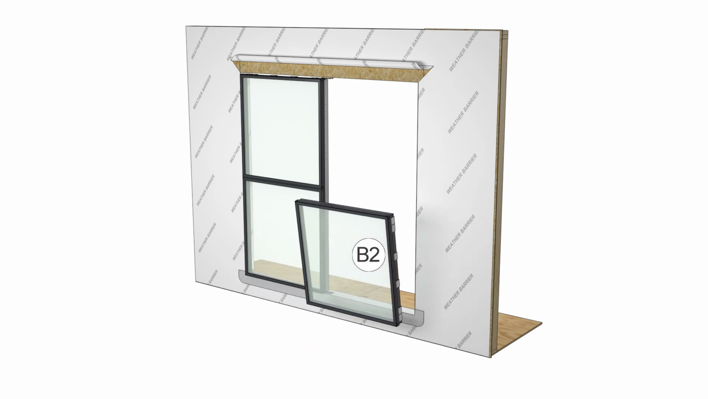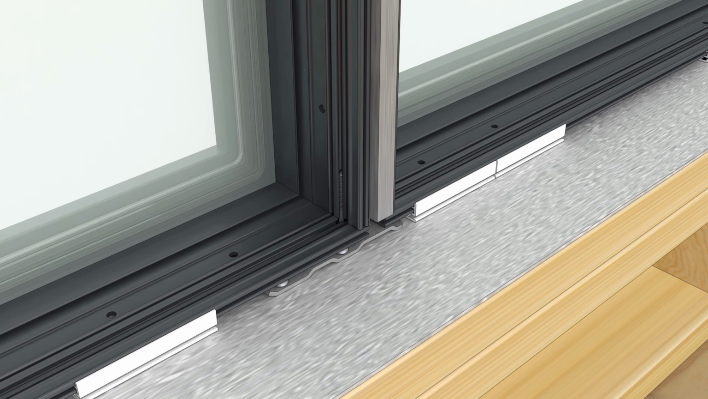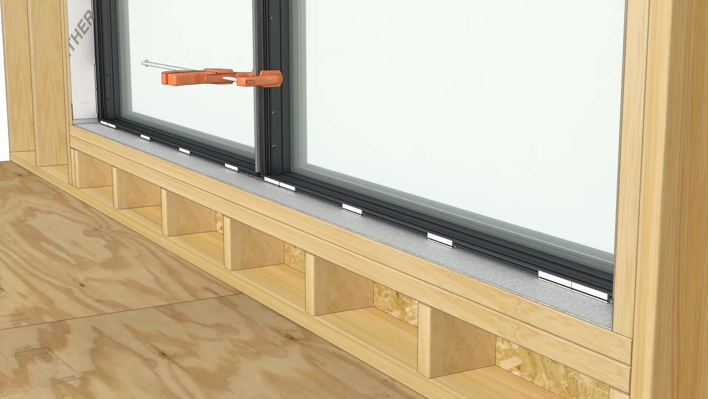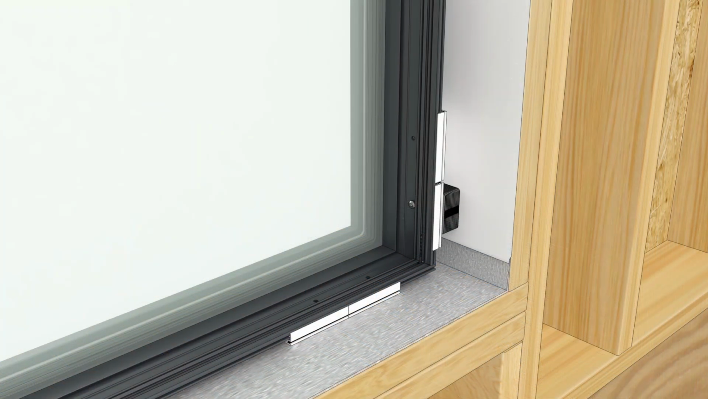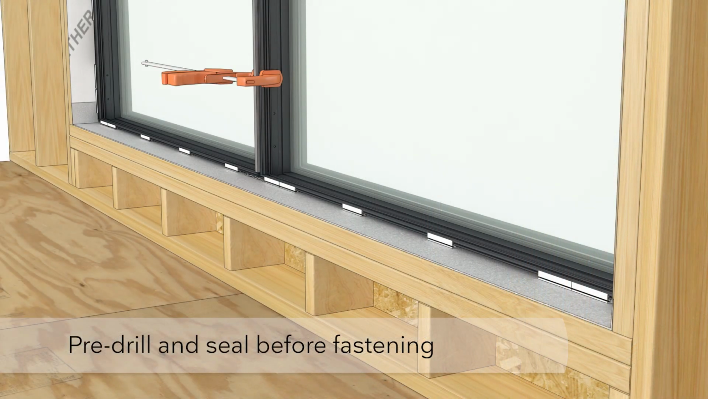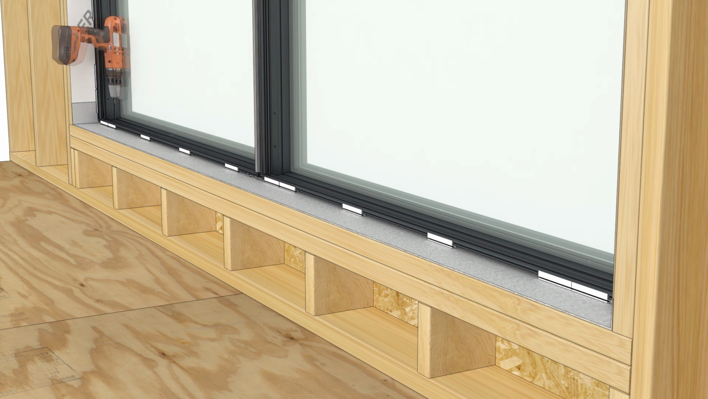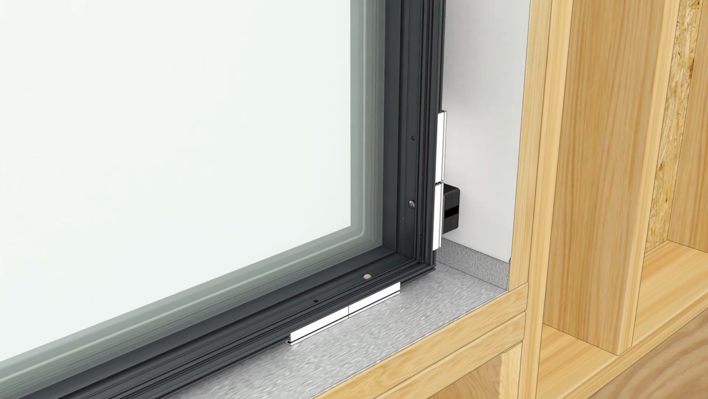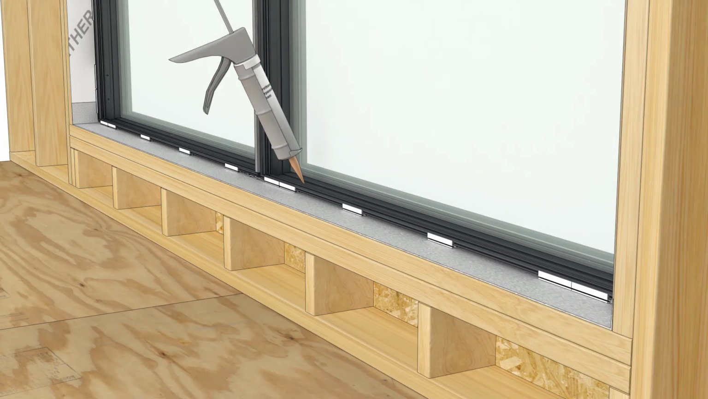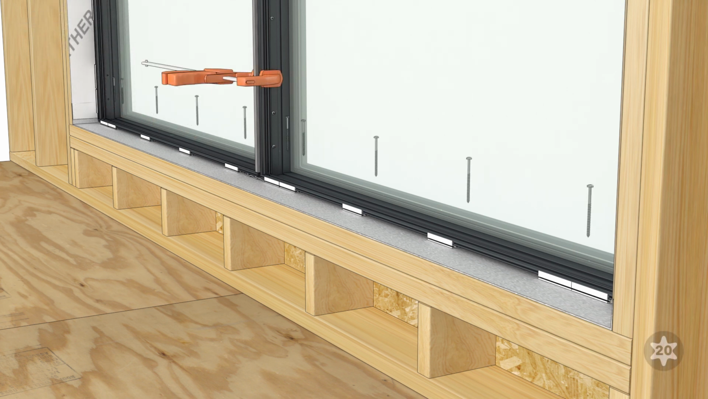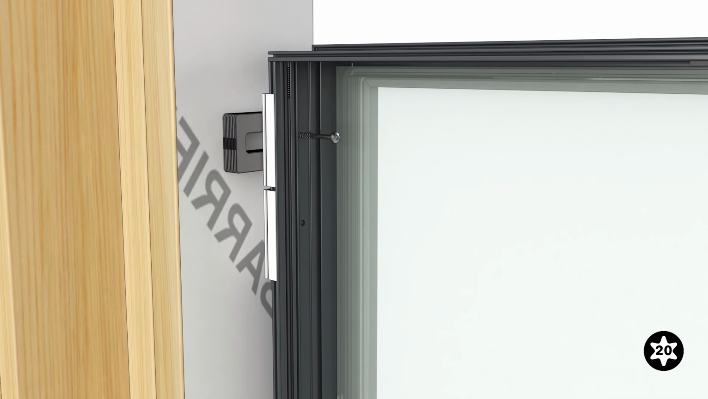Set the B2 unit in place. Clamp the unit to the previous assembly. Adjust the frame until it is on the proper exterior plane, then fasten the sill at every installation hole. Plumb and fasten the jamb.